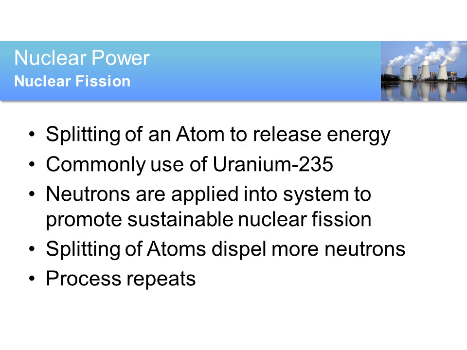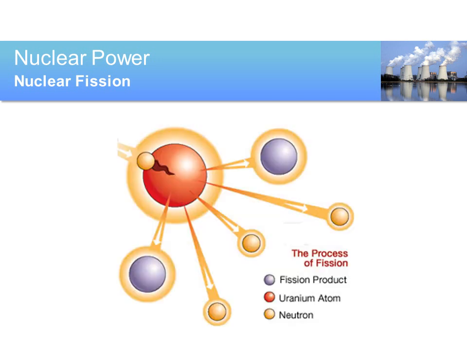Nuclear fission is all about splitting of an atom to release energy. We commonly use uranium-235, which is an isotope of uranium-238. The splitting of the atom expels energy and also expels neutrons, which is able to sustain nuclear fission.